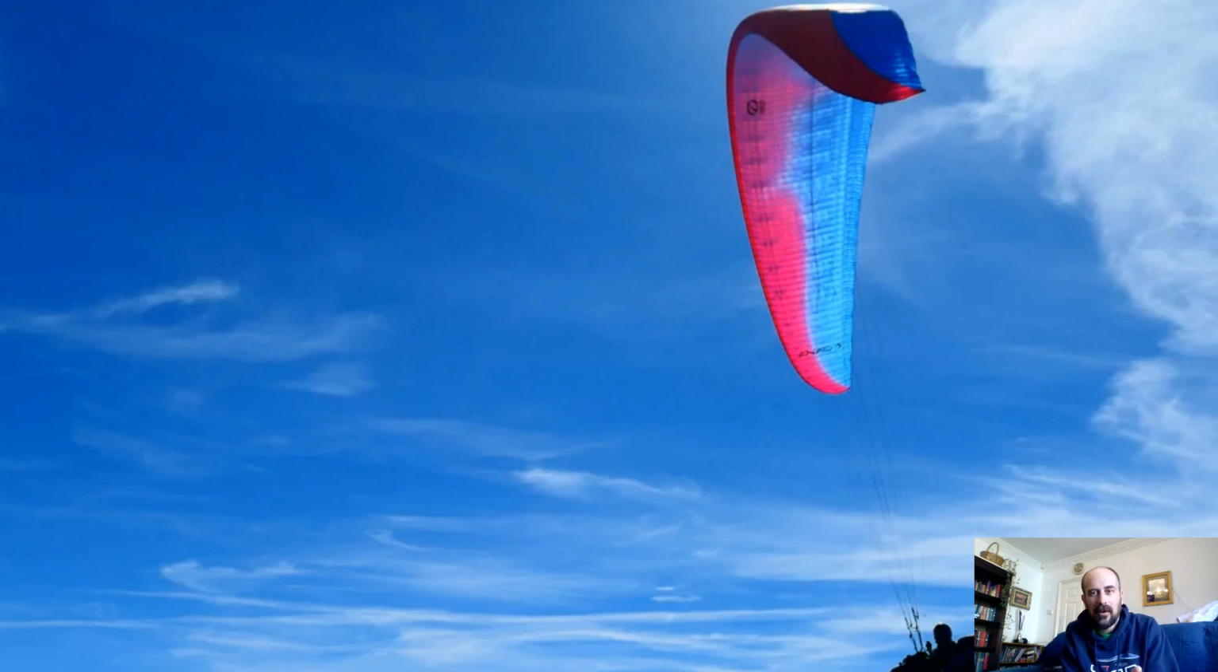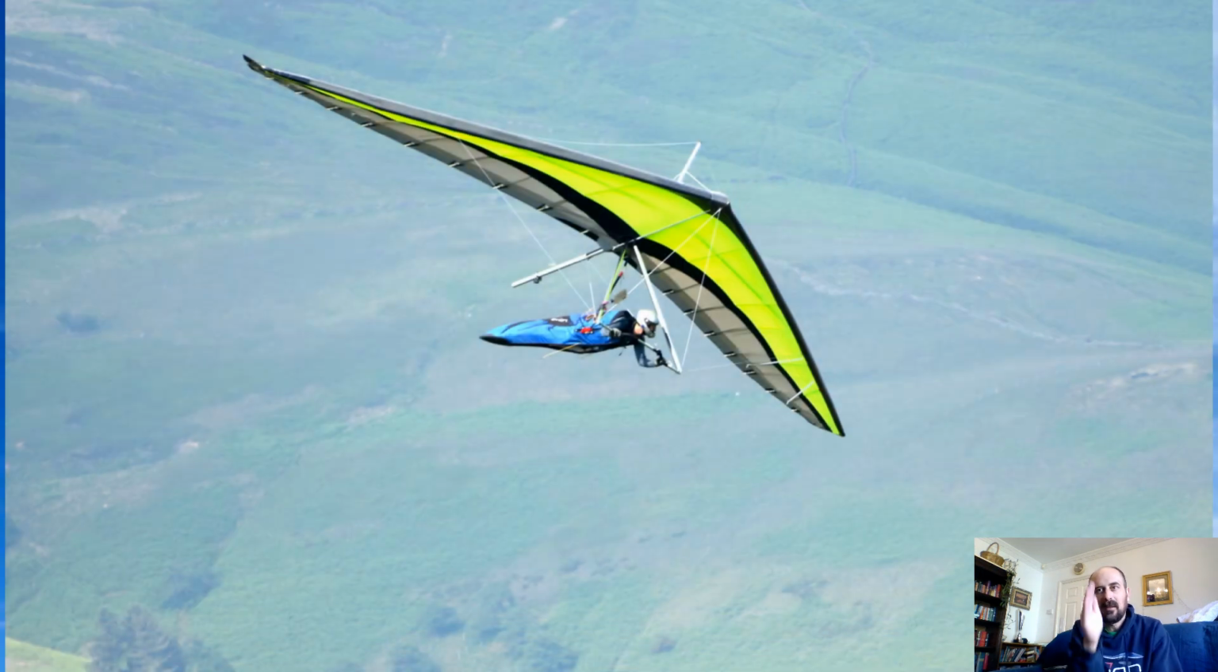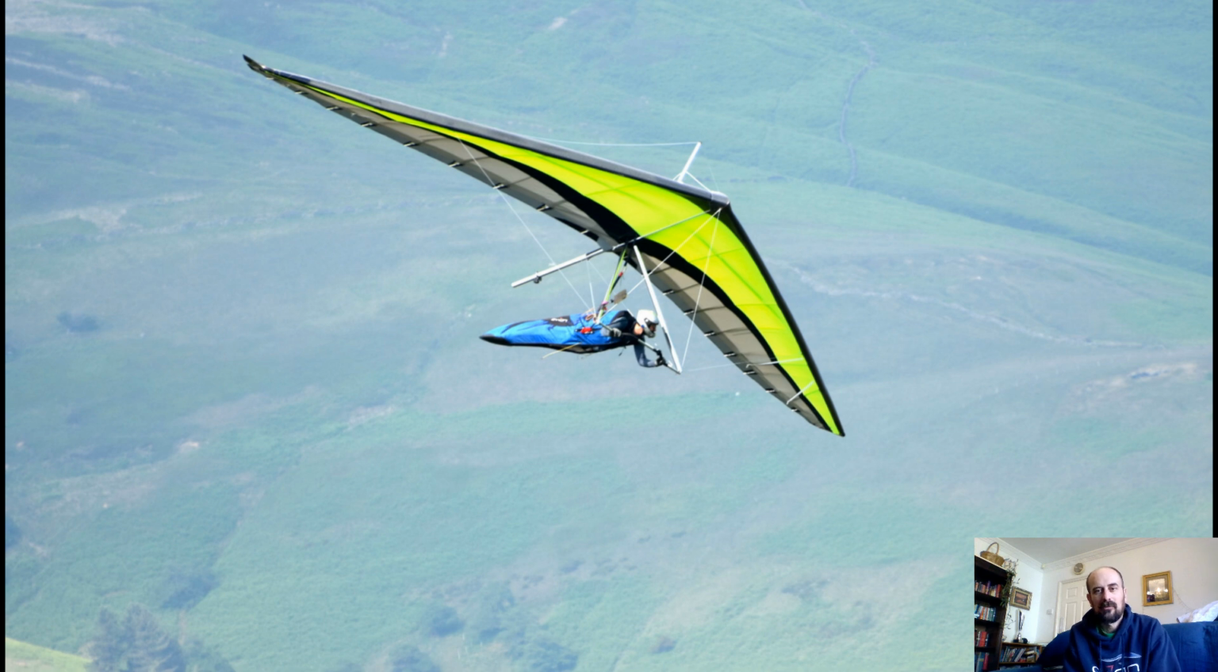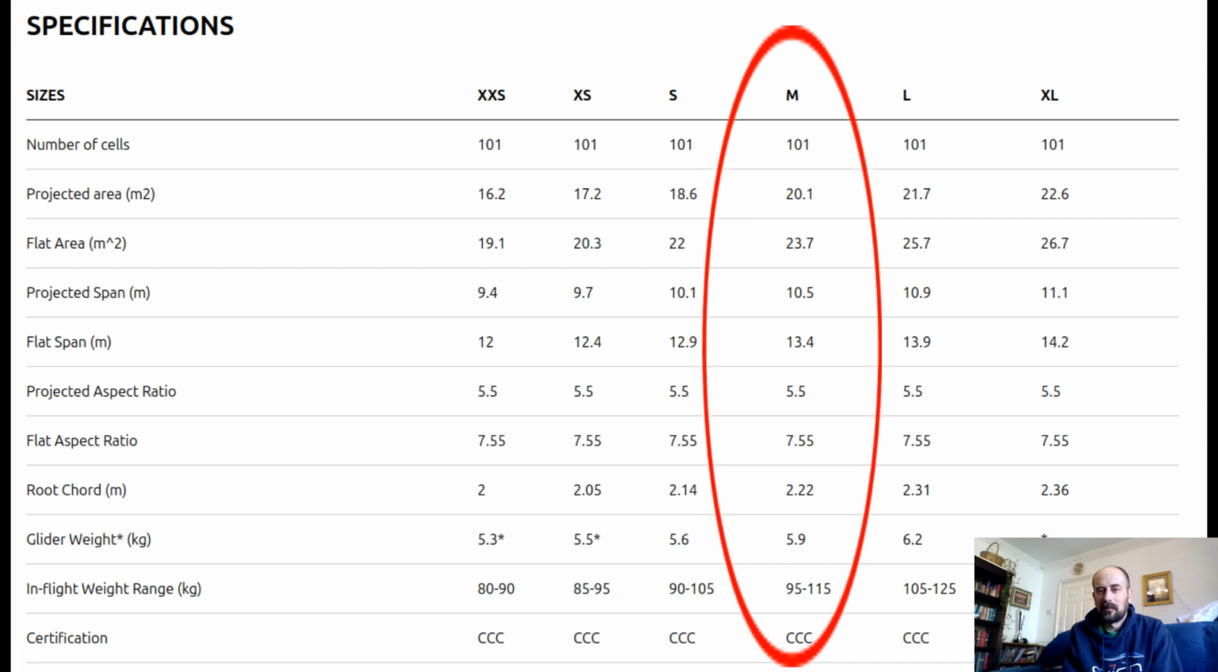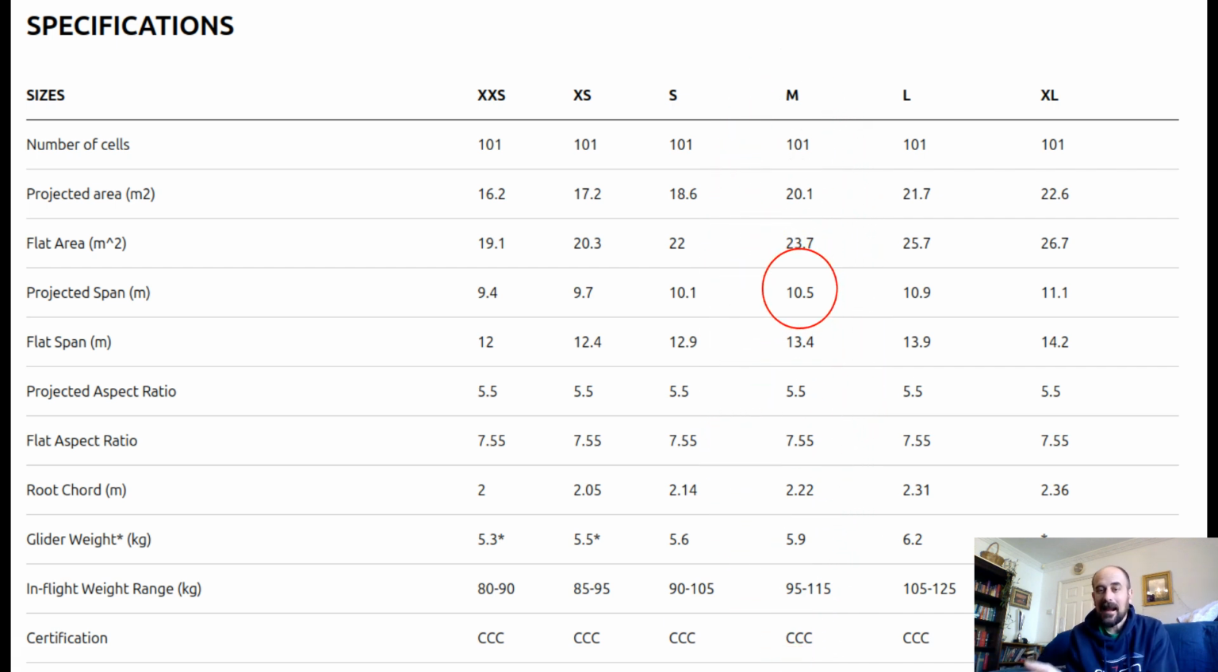So let's take an Ozone Enzo as an example. Compare it to the Puma. So in the Puma, the middle range for the Puma is roughly equivalent to the M size in the Ozone Enzo. So let's compare that. So for a start, we can see that they've really stretched the span out as much as they can. So if we're thinking about induced drag, then we're thinking about how much air you are able to push down on. So it probably makes most sense to be looking at the projected span in this case.